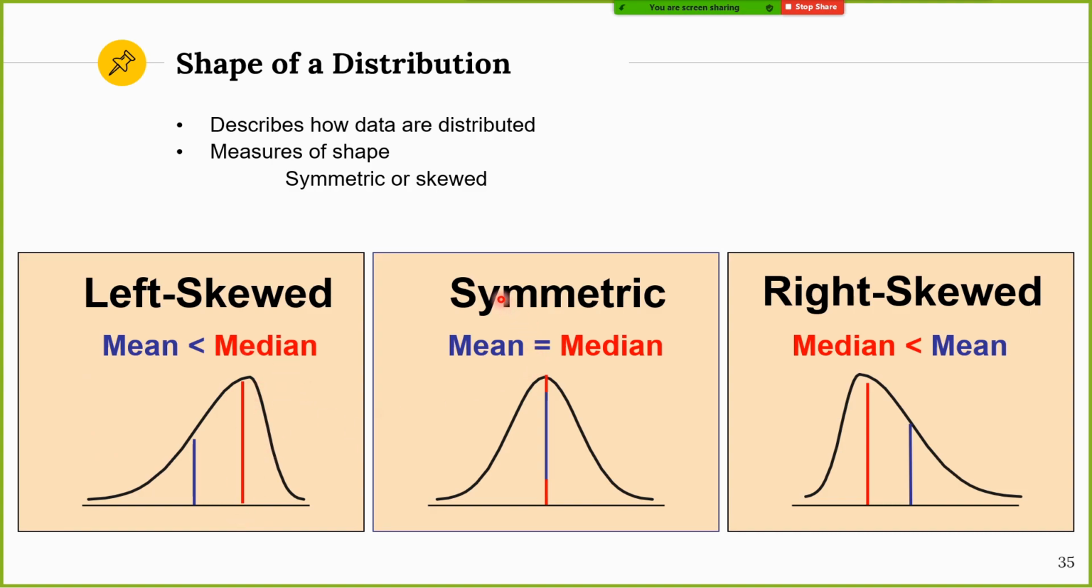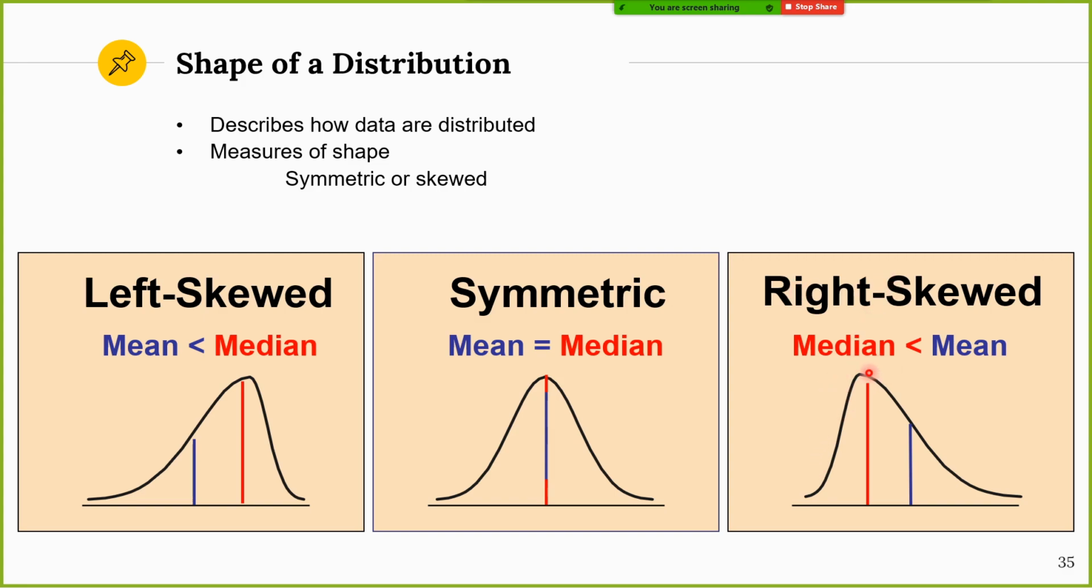Okay, and symmetric, you can see this one is symmetric, a perfect bell shape, if the mean is the same as the median. So as you can see, we have the mean number here, and also the median number is here. So we call it symmetric.